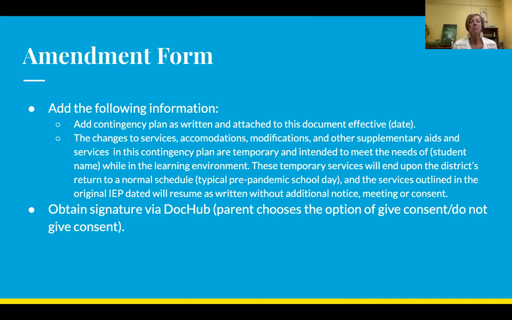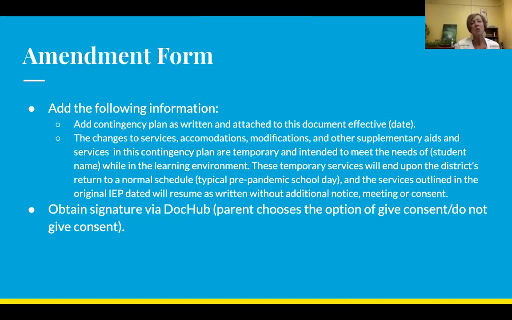The amendment form. You're going to add the following information. Add contingency plan as written and attached to this document, effective, and then you're going to put the date. And it can be a flexible date. So if you're just adding a contingency plan for remote later on down the road, the effective date of the document would be today's date, but it wouldn't go into effect until remote learning was required of all students.